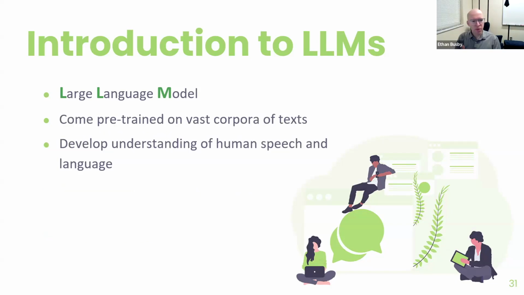I'm going to return a little bit more to the background about what these are, because I think one of the most important things for you to think about as you're focusing on how you can use large language models is to think about what they are and how they are different from other kinds of tools. These models, large language models, come pre-trained on vast corpora or vast swaths of text. I've heard it described as basically the whole internet, or only lightly curated internet substance. And as a result, they develop an understanding of human speech and language.